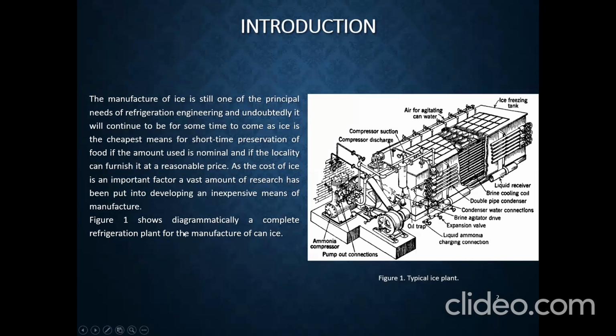So figure 1 shows diagrammatically a complete refrigeration plant for the manufacture of ice. This is typical. Ammonia compressor, yung belt na drive yung compressor, yung piping. Ito naman is condenser. Yung sa loob is cooling coil or evaporator. So, ito yung mga parts ng ice plant. Kaya marami nakakagawa ng ice plant ngayon dahil typical lang naman yan.